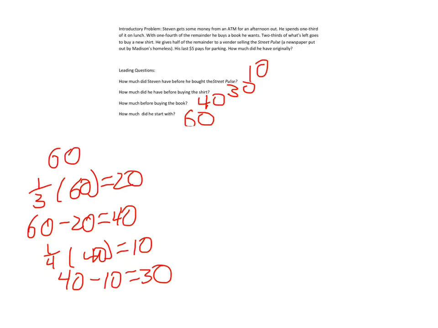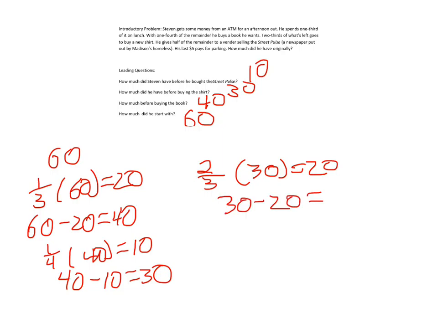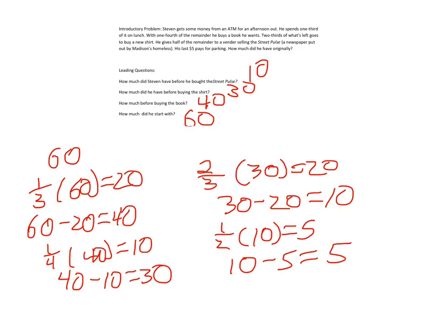Then I spend 2/3 on a shirt. 2/3 of 30 equals 20. 30 minus 20 equals 10. That's what I had after buying the shirt. And then I spend half of it on the Street Pulse. 1/2 of 10 equals 5. And when I spend that, I'm left with $5, which goes to parking.